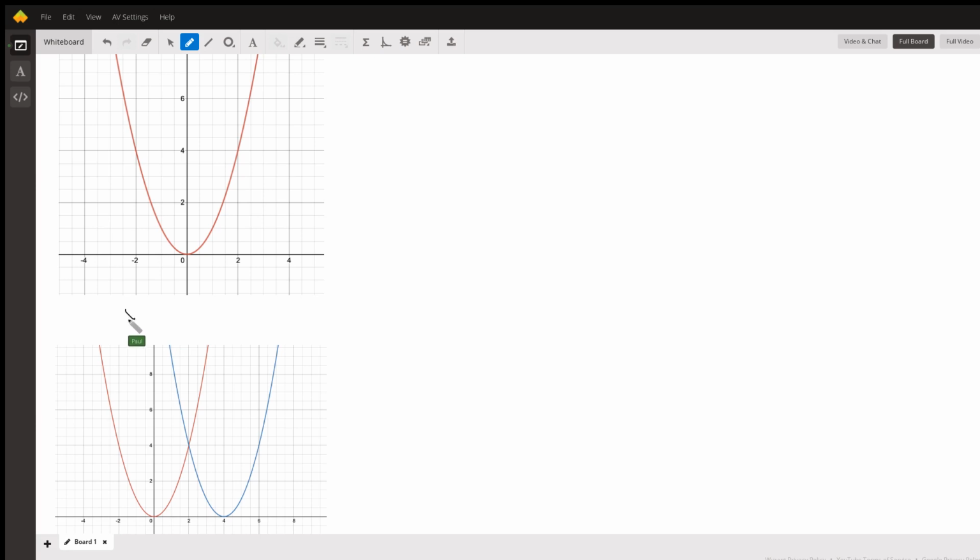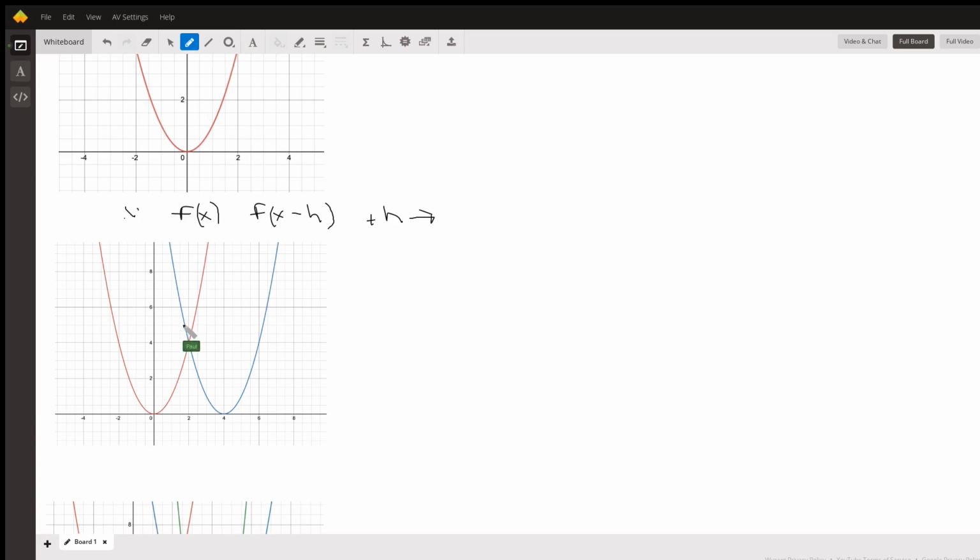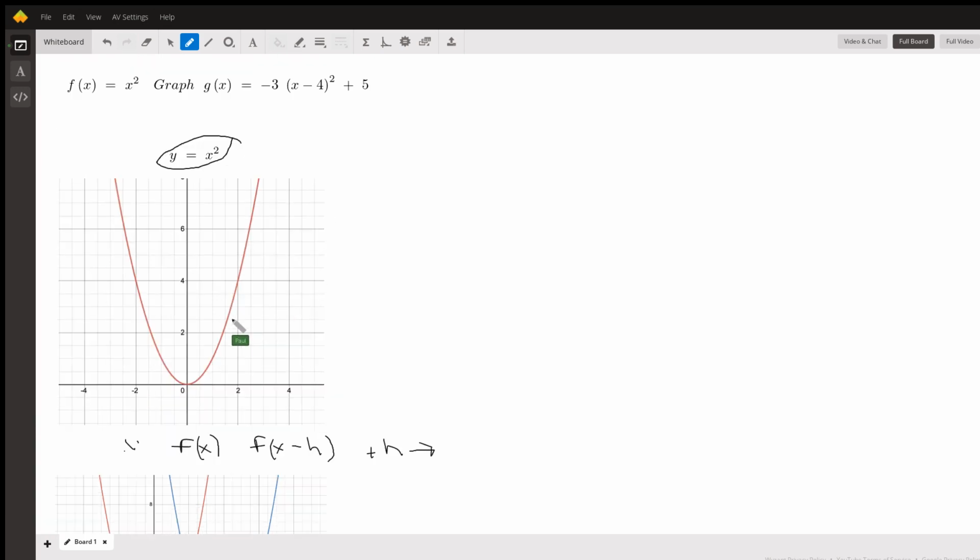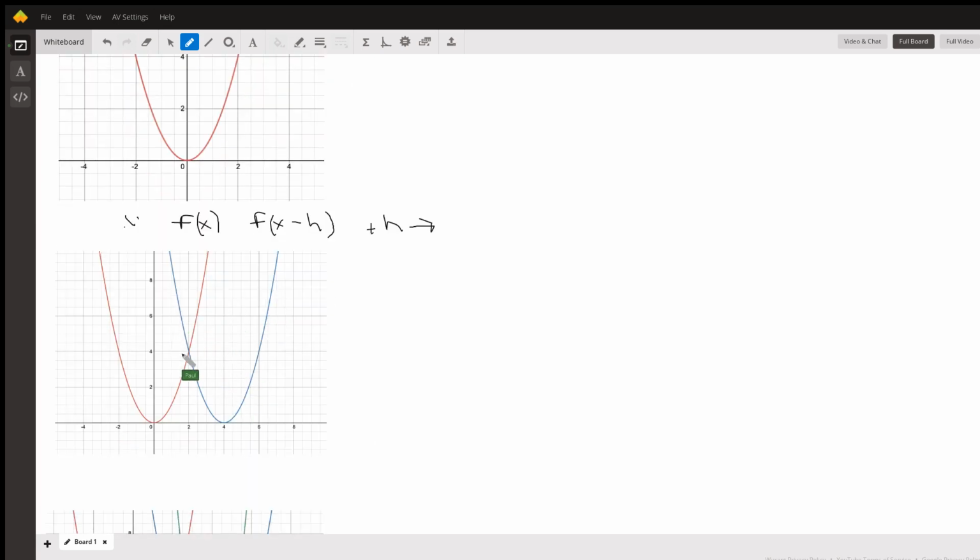So if you have f of x, then f of x minus h shifts it horizontally. If h is positive, you go to the right, right? And so it's minus h. In our case, h is 4. And if you do that, look, you get this graph here. The red one is the original mother function, x squared, and then we have the new one, f of x minus 4. You can see that one in the blue, and it's shifted over to the right 4 spaces.